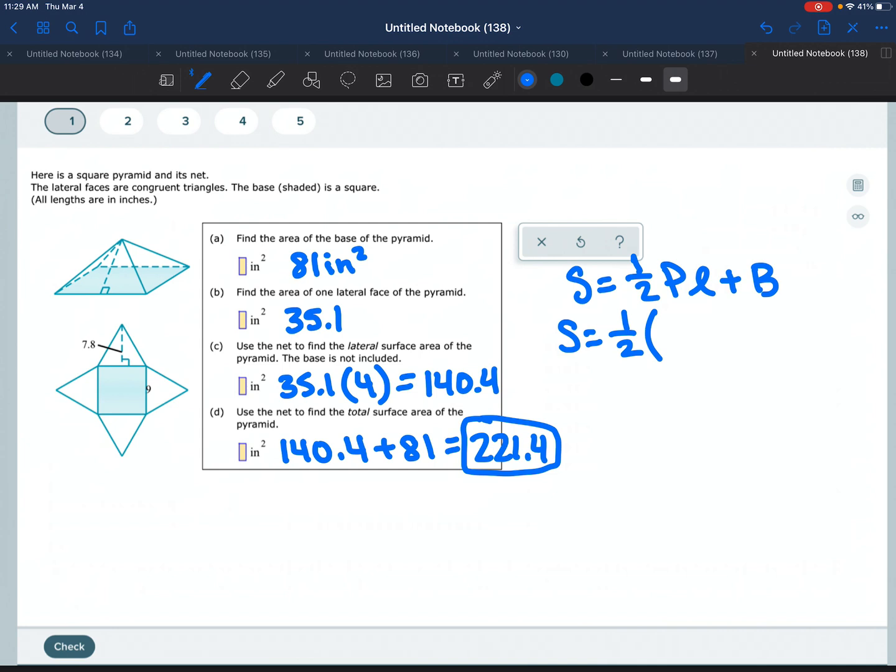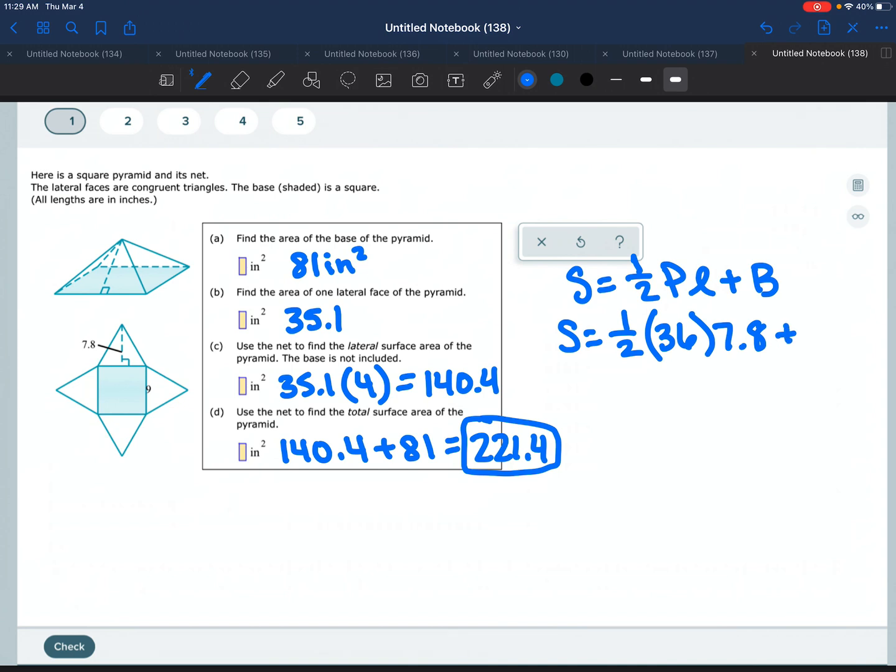All 4 sides are the same. 36, right? Because 9 times 4 would give you 36. Does everyone understand how I got the perimeter? No. Okay. All right. Who can tell me what the slant height would be? 7.8. Yes.